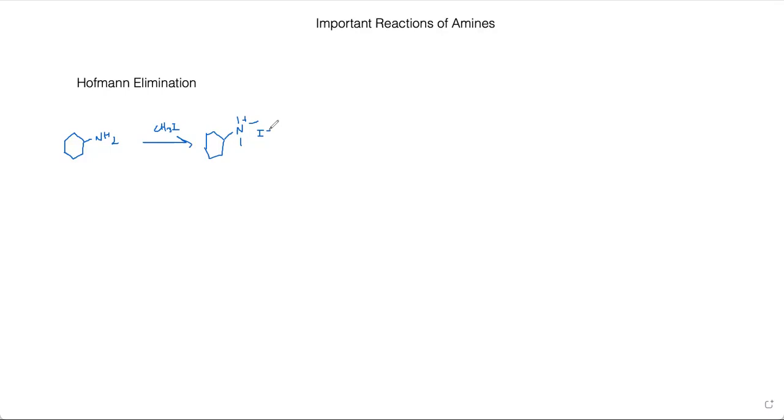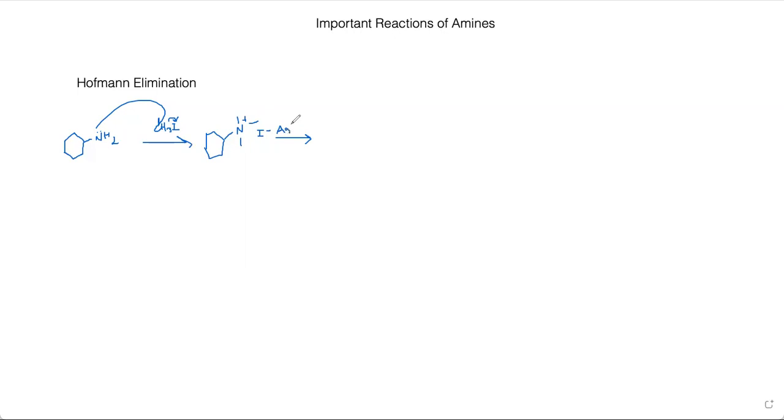So again, I'll just show that mechanism really quickly. We will have a lone pair here. It'll attack the carbon of the methyl group, kicking off that iodide. And then that's how we did those 3 alkylations here. So once we have our quaternary amine, we proceed with an SN2 reaction. And the reagent of choice is this silver oxide.